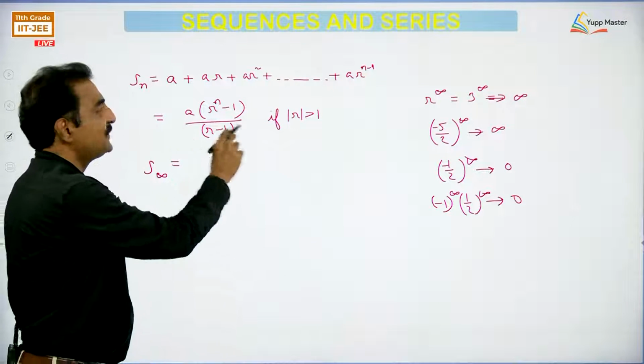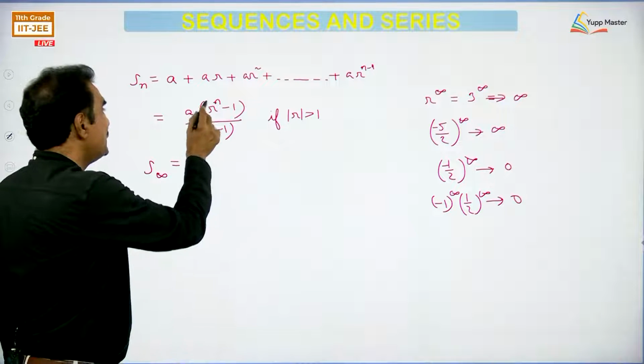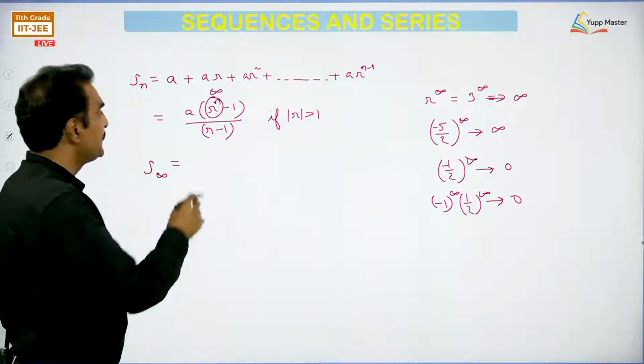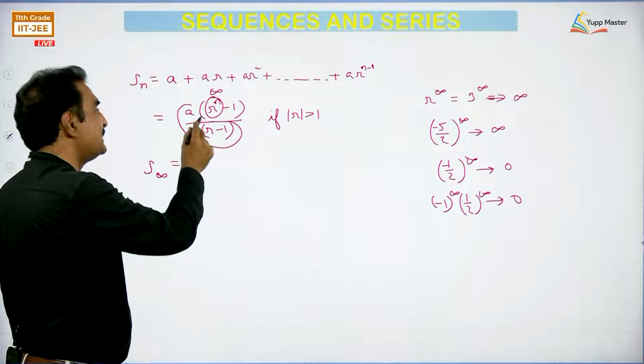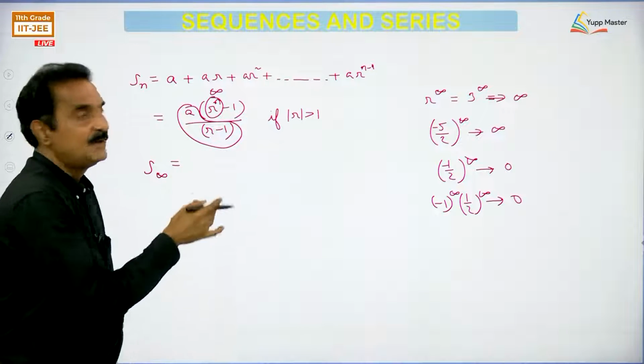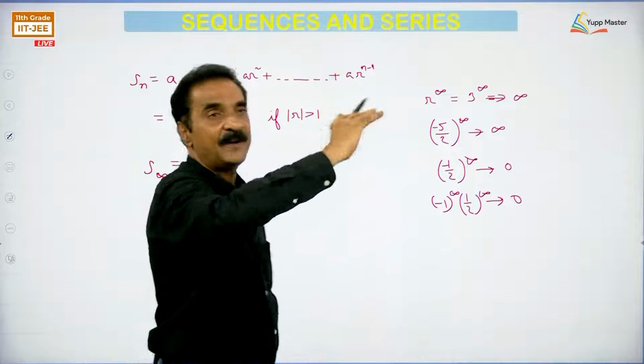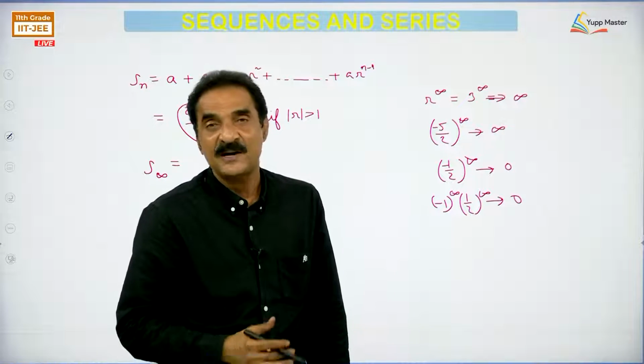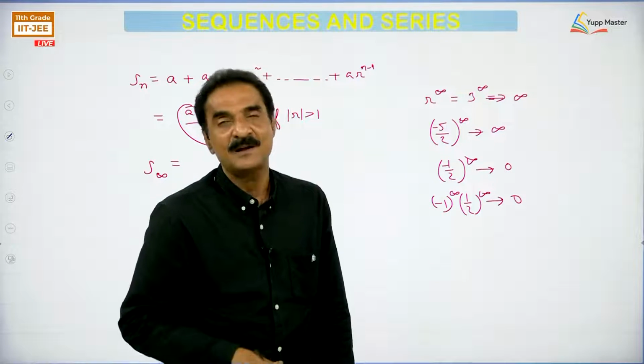So, in this case, when mod r is greater than 1, what is happening? This is becoming infinity. So, infinity minus 1 is infinity. Infinity into any finite number like this will be infinity. So, the sum will be approaching an infinite number. You cannot determine the sum. That is why we are taking only mod r less than 1.